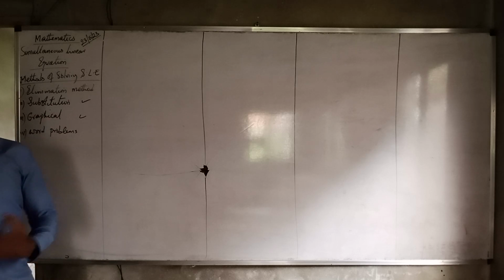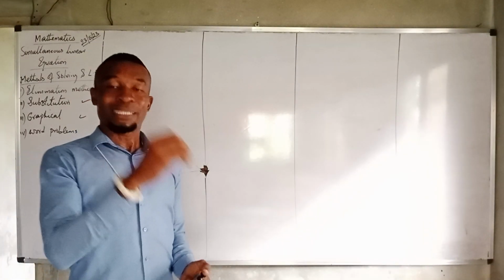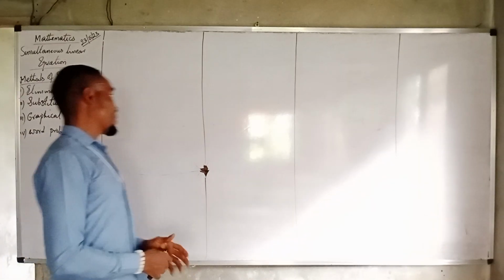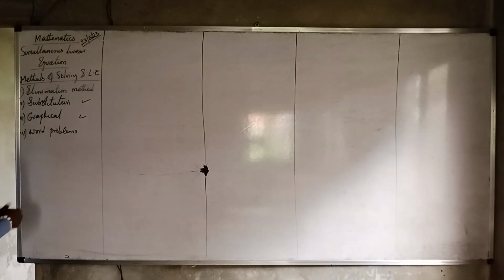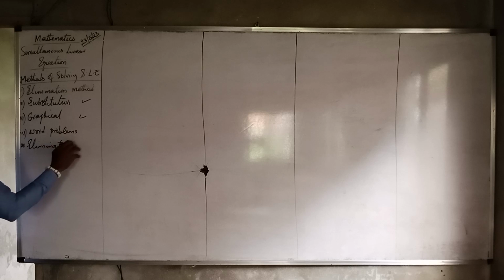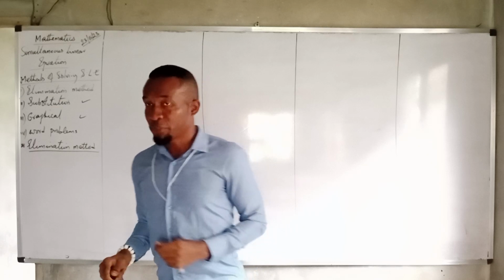Word problem has to do with what? It gives you a sentence, and you interpret the sentence mathematically and solve the equation. Now we pick the first method, one after the other. Let's discuss the elimination method.